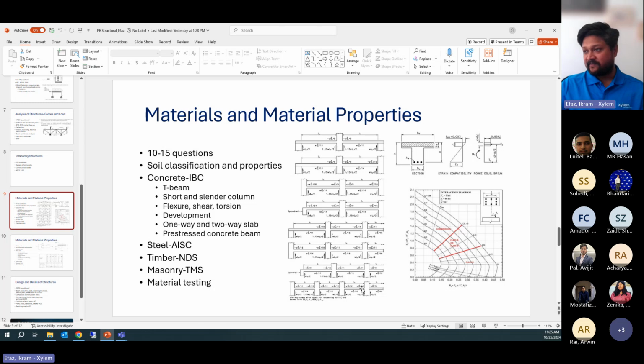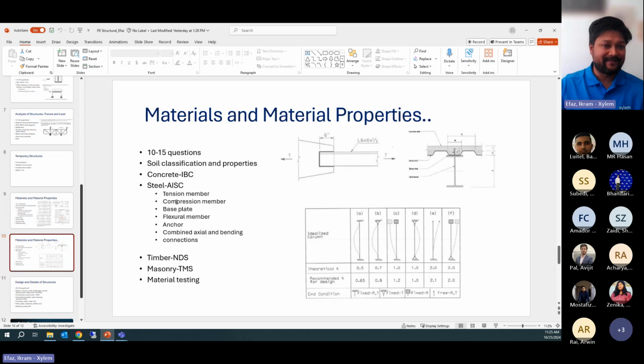If you know these pictures, your life is beautiful. So you can see that this is the continuous beam from the IBC. These are the T-beams, and this is one of the interaction diagrams for column design. Then you have to know the steel, timber, masonry, and material testing. After concrete, the most important thing is steel. For steel, AISC, you have to know the design of tension members, like this plate and those bolts. And then you have to know the compression member design, like the beams.